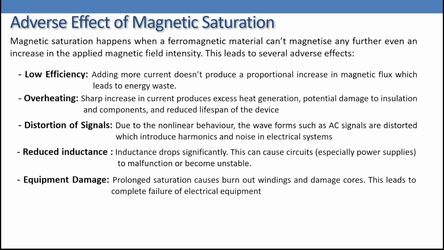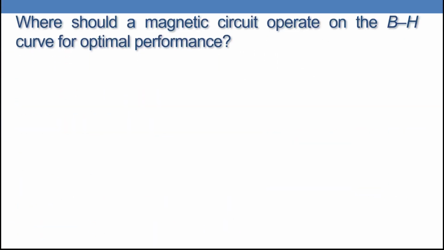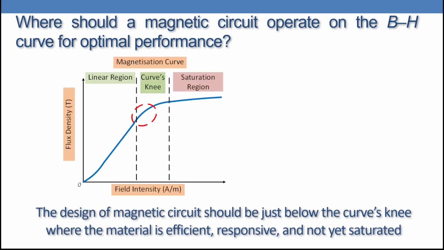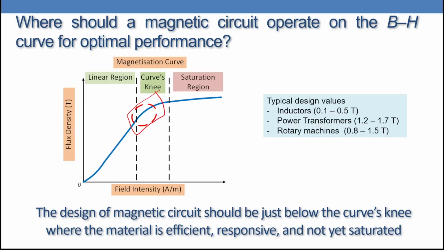So if saturation is harmful, not beneficial, where should a magnetic circuit operate on the BH curve for optimal performance? The answer is that the design of a magnetic circuit should be just below the curve's knee, where the material is efficient, responsive, and not yet saturated. We are in this region, right? So what are the typical values?